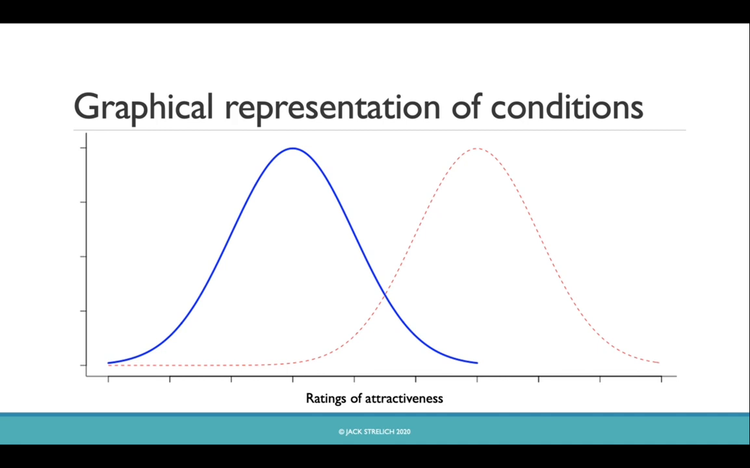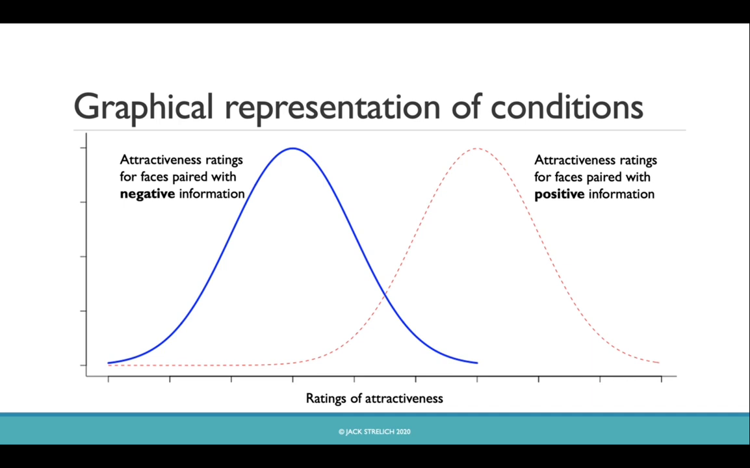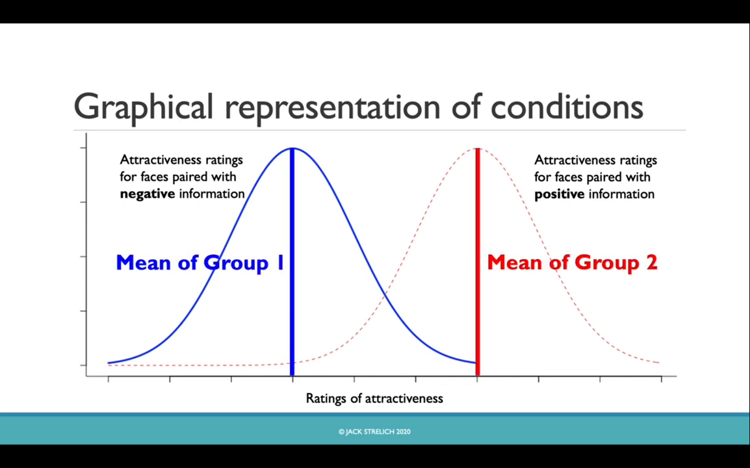Let's look at a graphical representation of our conditions. So here, our x-axis represents ratings of attractiveness, lower values on the left to higher values on the right. This blue curve represents the distribution of attractiveness ratings for faces that are paired with negative information. The curve represented by the dashed red line represents the distribution of attractiveness ratings for faces paired with positive information. And we can represent the mean of group 1 with the vertical blue line here, and the mean of group 2 with the vertical red line here. So, in general, we're interested in the difference between group 1, the faces paired with negative information, and group 2, the faces paired with positive information.